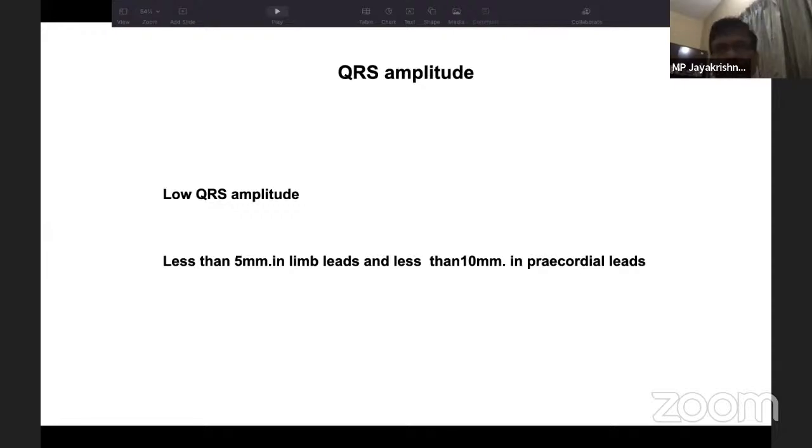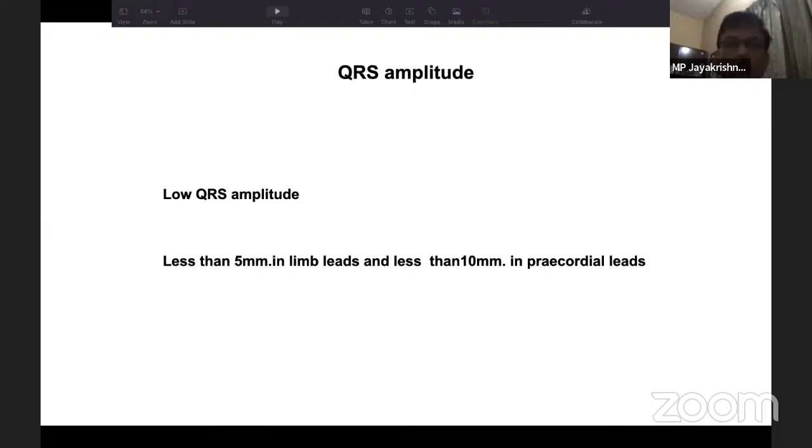So we looked at the QRS morphology, QRS duration, QRS axis. Then comes the amplitude of the QRS, that's the R and S phase. Low QRS amplitude can be there sometimes in conditions like a pericardial effusion or a child with myocardial dysfunction, myocarditis. And this is a situation that we face in the pediatric ICU.